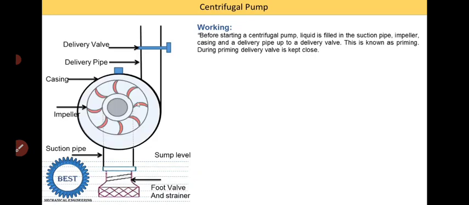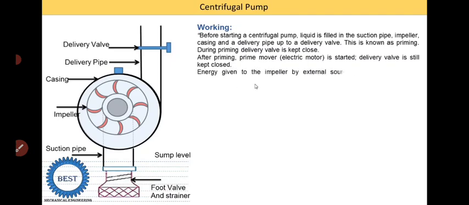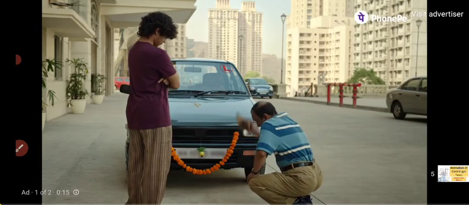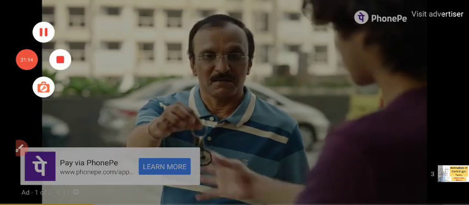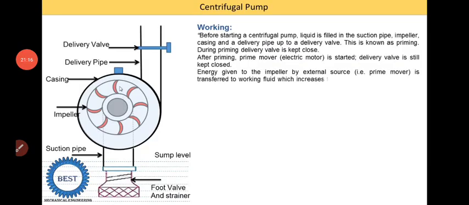Then here you saw that the casing is filled with water, its color is changed. After priming, the prime mover, that is an electric motor or IC engine or any other device, is started, and the delivery valve is still kept closed. Means this delivery valve is kept closed. Energy given to the impeller is transferred to the working fluid.